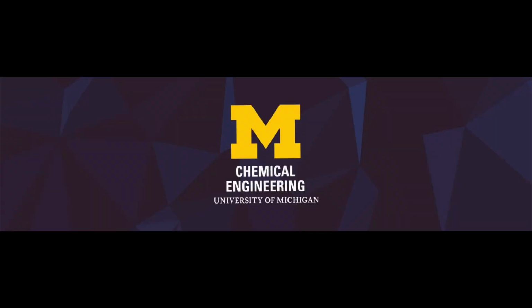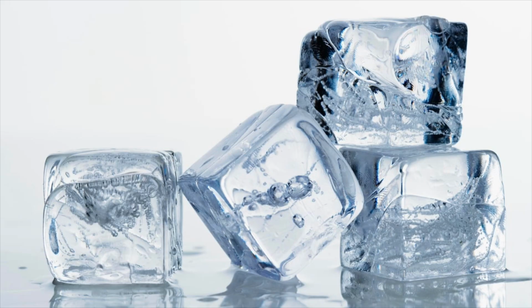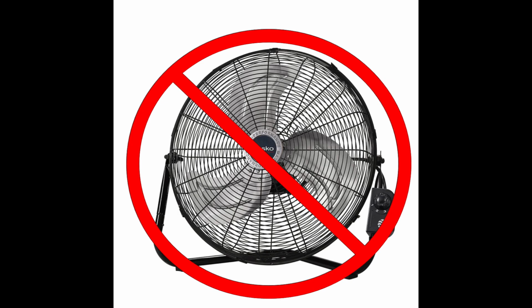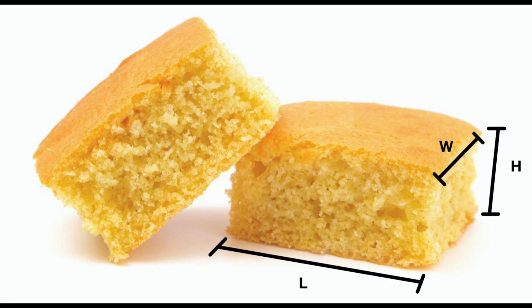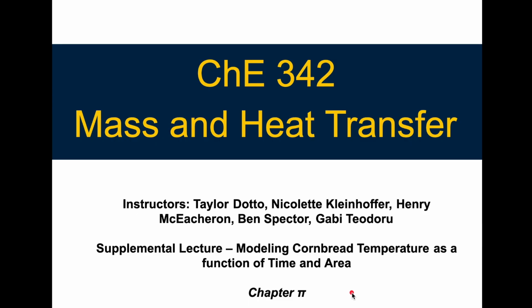Well, as chemical engineers, we can use our knowledge of heat transfer to devise a way of cooling the cornbread quickly. A simple way of doing this that doesn't require any device would be to change the size or surface area of the cornbread and determine if that will affect the cornbread's cooling speed. So, why do we want to focus on surface area? Let's try to predict how the cornbread temperature will change as a function of time and area.